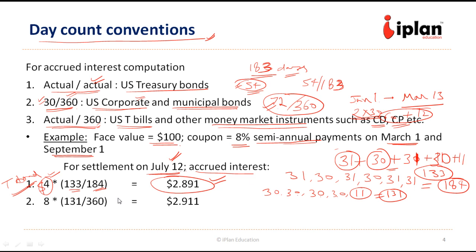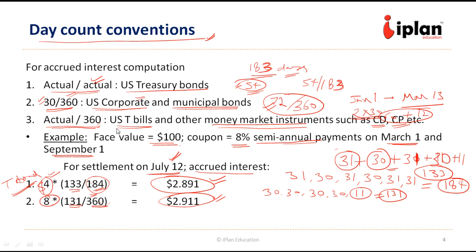And in the denominator we have 360, 30 by 360, that is the convention we are following, and $8 is for 360 days. That is why we are using 8 here. In the case of treasury bond we are using $4 because that is what was there for 184 days. Here it is $8 for 360 days. And the calculation gives us 2.911. This is the accrued interest. As we can see, this is slightly higher than the case of treasury bond.